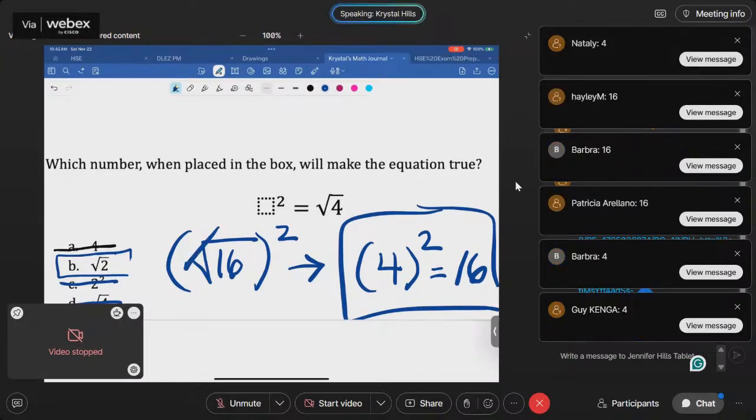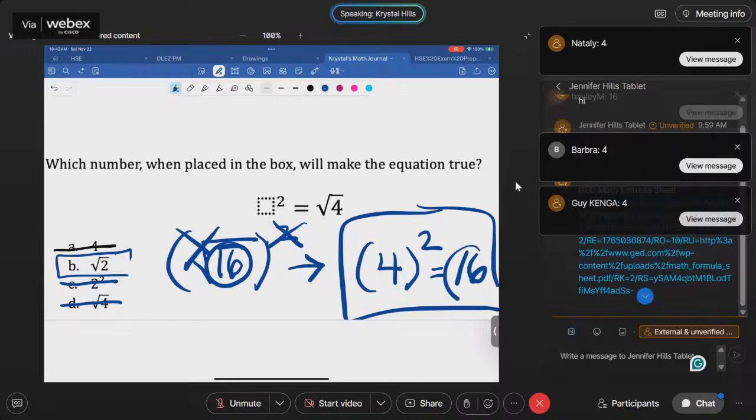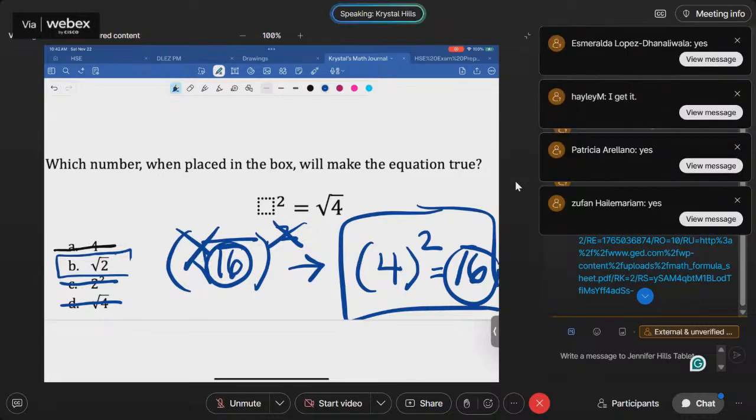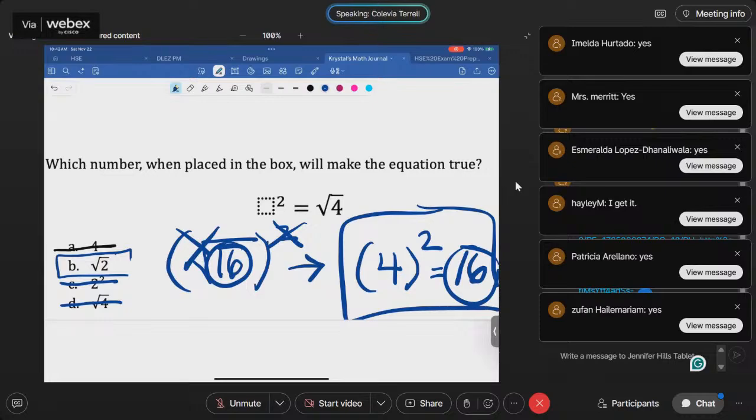All we had to do was say that cancels out, and gives us this in the middle, and we still get the same answer. Do y'all see that? Yes, I get it. Thank you.